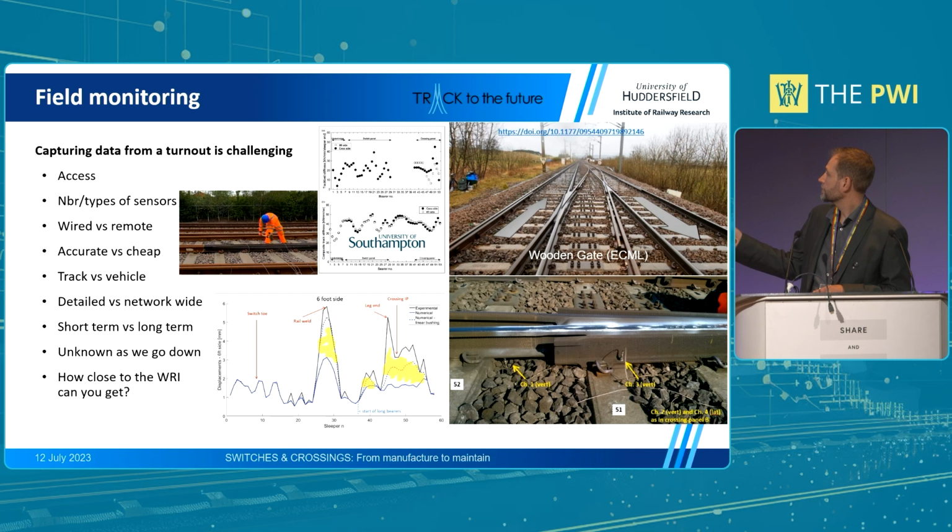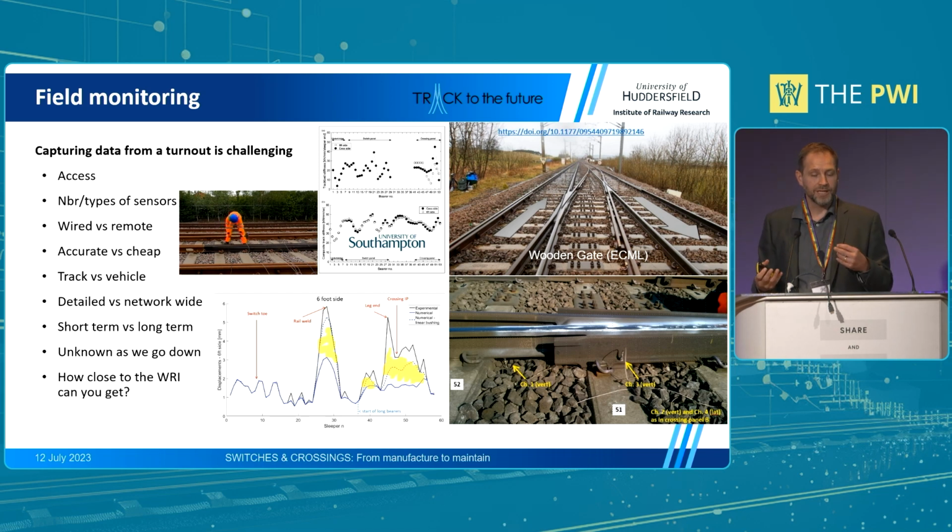We had accelerometers and geophones in various places monitoring the bearers. The deflection on the graph is the deflection at different bearers along the turnout. So you've got the switch toe on the left-hand side, the crossing on the right-hand side, and in the middle you actually have a joint or a rail weld.